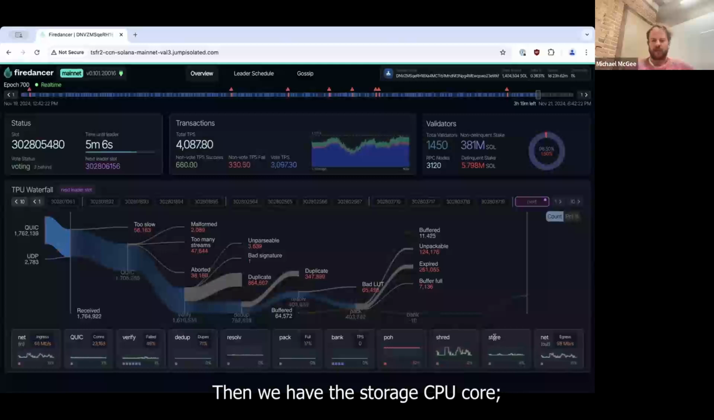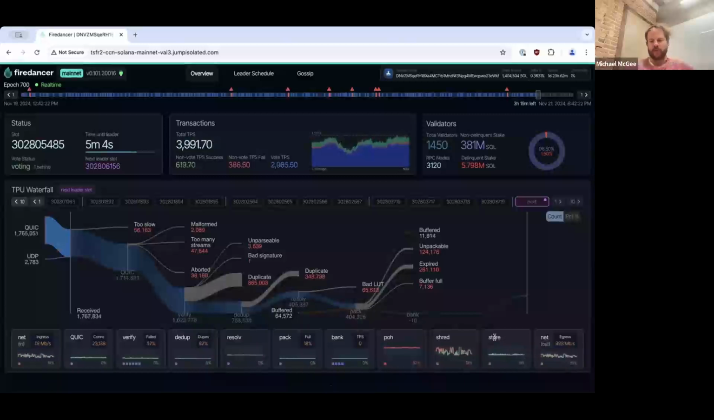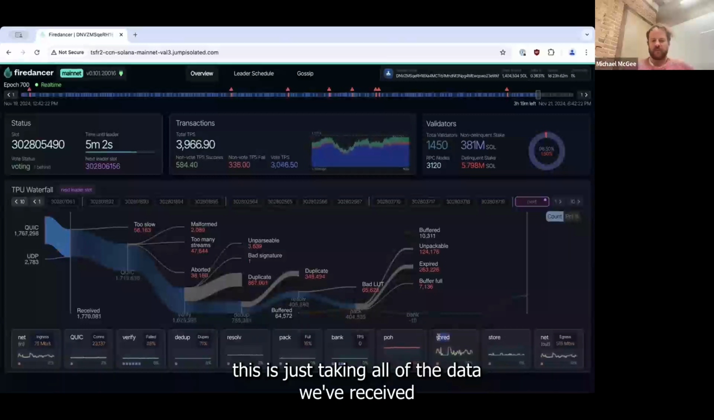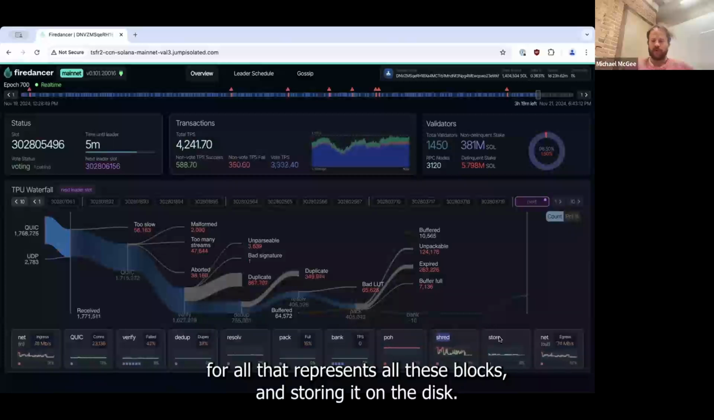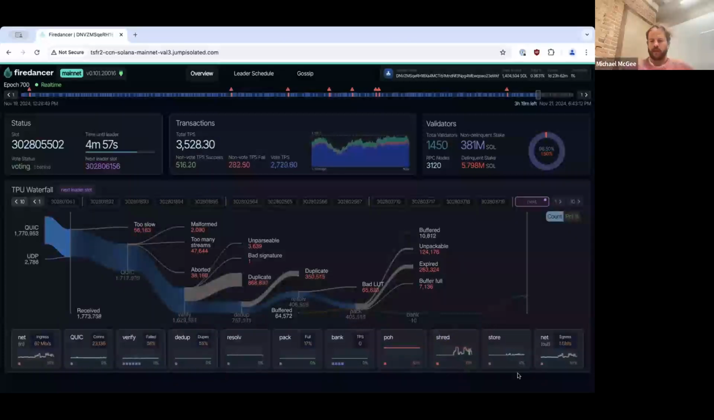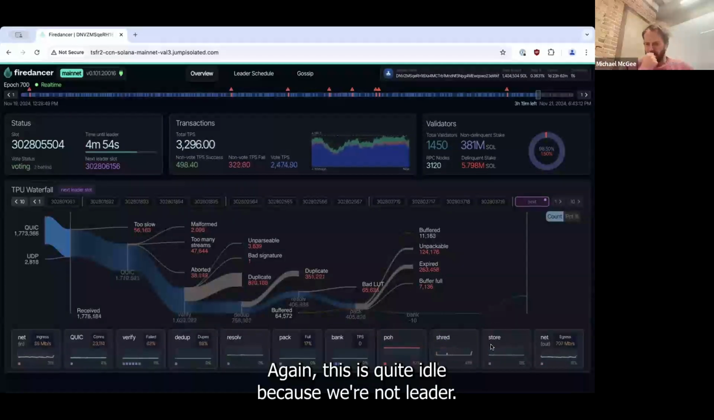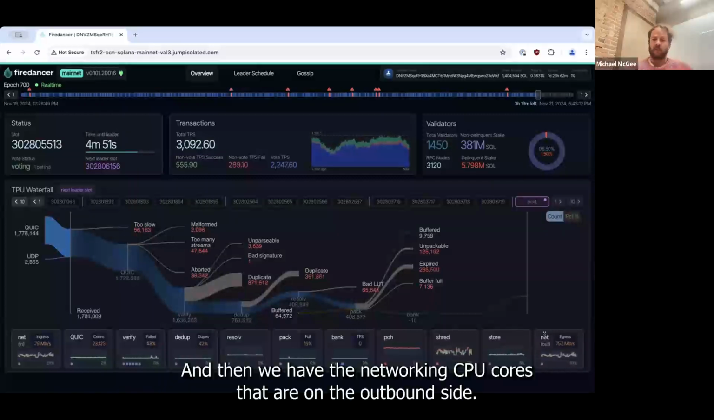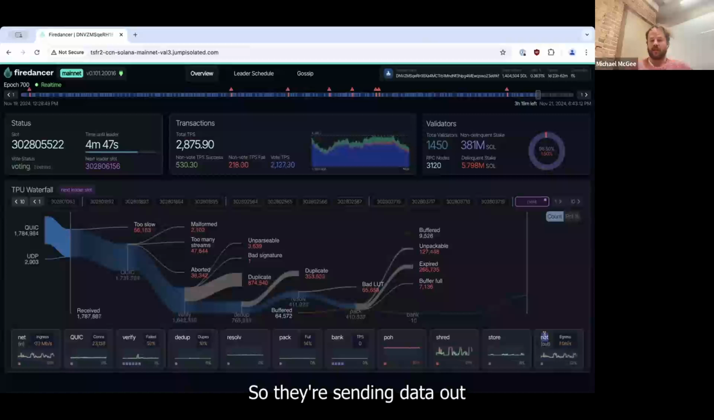Then we have the storage CPU core. This is just taking all the data we've received that represents all of these blocks and storing it on the disk. Again, this is quite idle because we're not leader. And then we have the networking CPU cores on the outbound side, so they're sending data out rather than receiving it in.